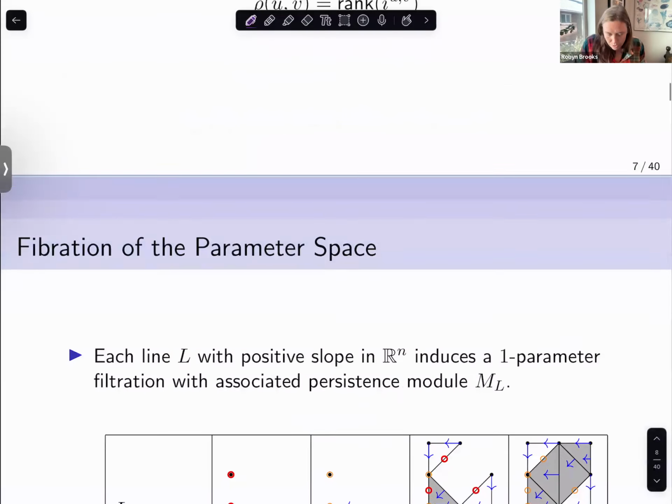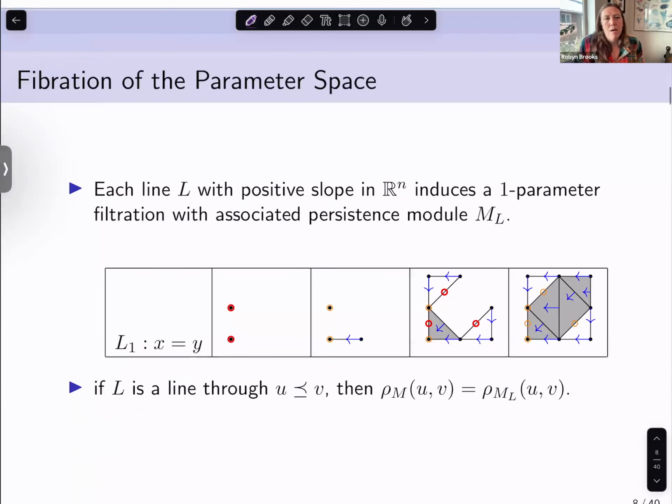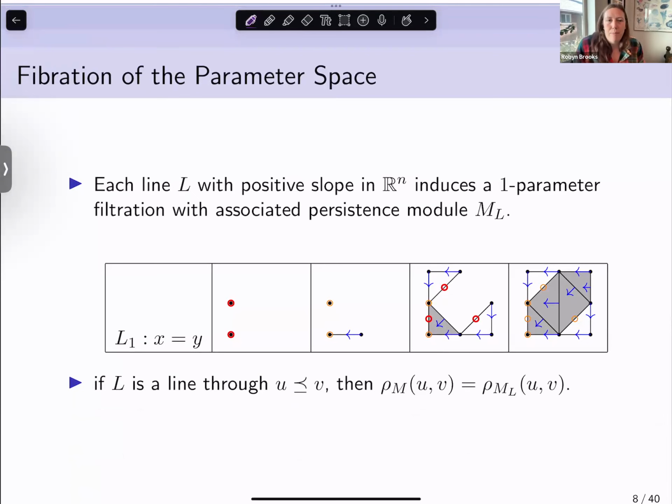To compute the rank invariant, we can use a fibration of parameter space. Each line with positive slope in parameter space gives you a one parameter filtration, and that induces a 1D persistence module. So we have these modules restricted along lines in parameter space. And in one dimension, rank invariant information can be obtained from the barcode, like the persistence diagram, or vice versa.